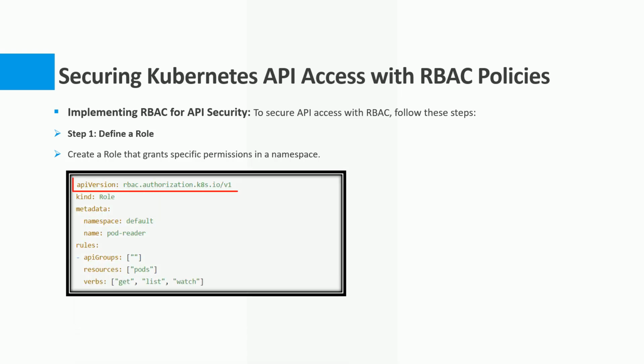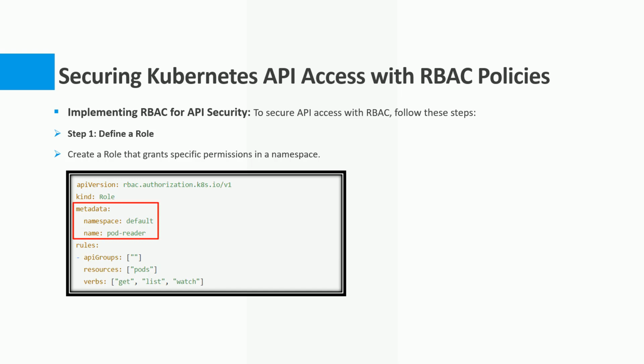We have to start with the API version. We have used the API version for RBAC, that is role-based access control. The next we have to use the kind. In the kind you have to use Role. It defines that this is a role, meaning it is namespace scoped. So this role can be applicable to a specific namespace.